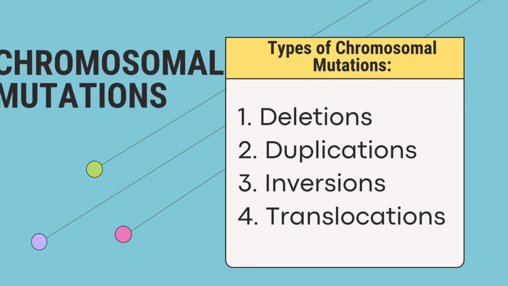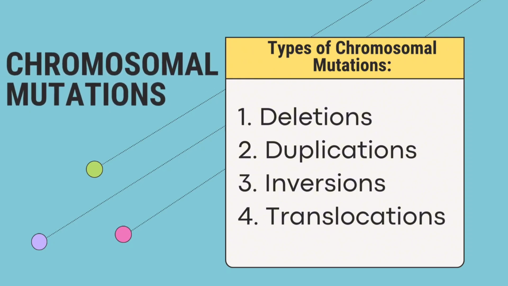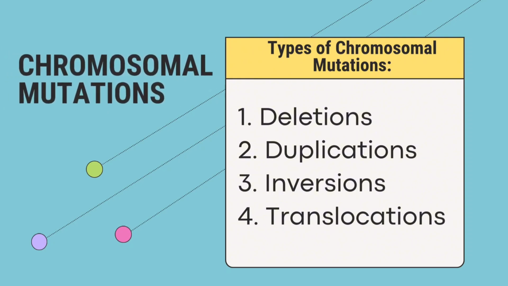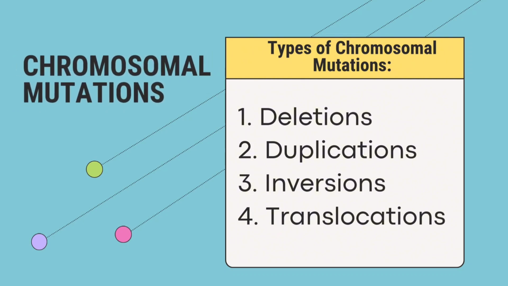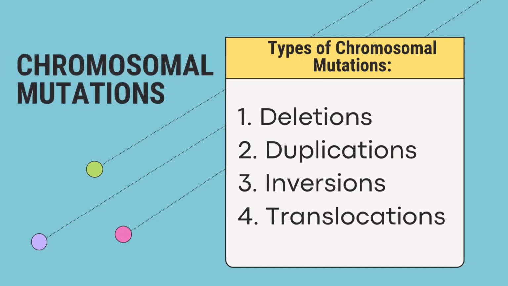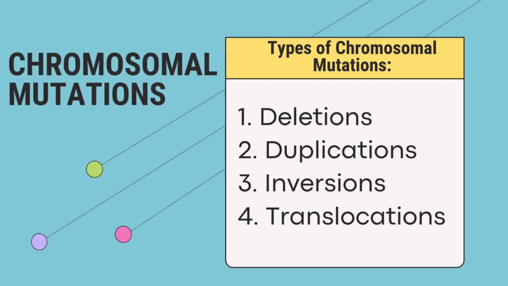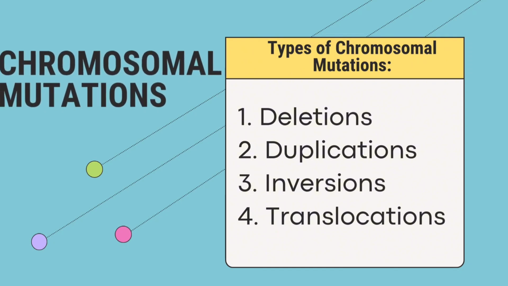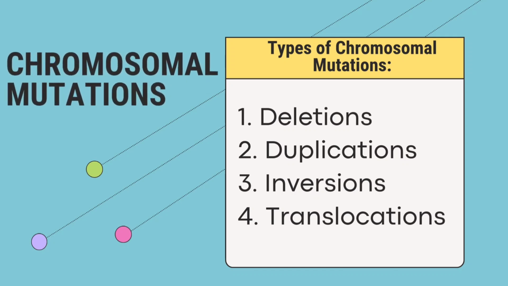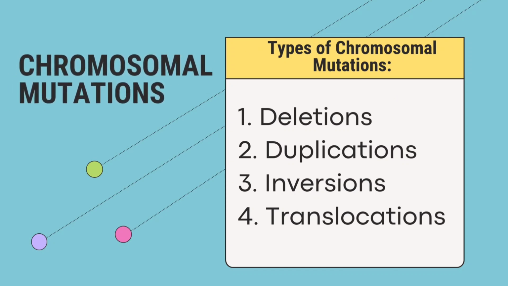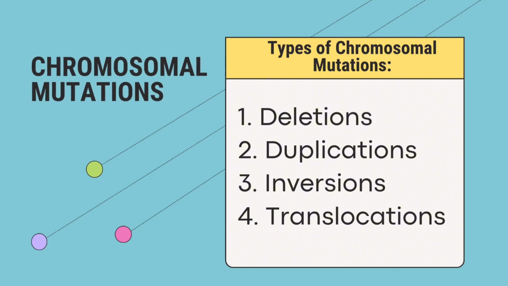Duplication: a segment of the chromosome is copied and inserted in the same chromosome, resulting in extra copies of a gene. This can lead to altered gene expression and potential developmental abnormalities. Inversion: a segment of a chromosome is flipped and reinserted, reversing the order of genes. This can disrupt gene regulation and potentially lead to developmental problems. Translocation: a segment of one chromosome breaks off and attaches to another chromosome. This can disrupt gene expression and lead to various genetic disorders, including cancers like chronic myeloid leukemia.